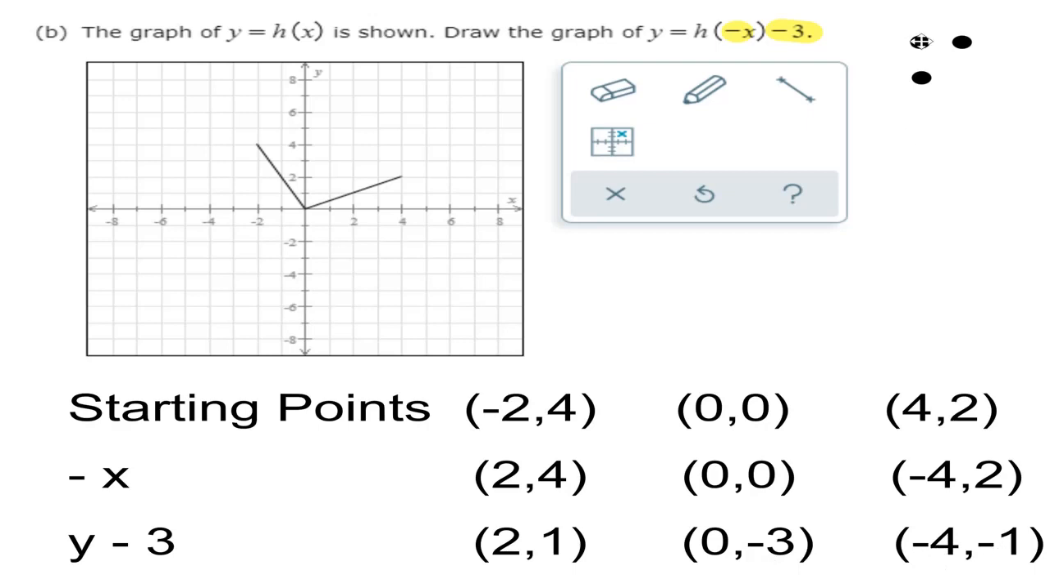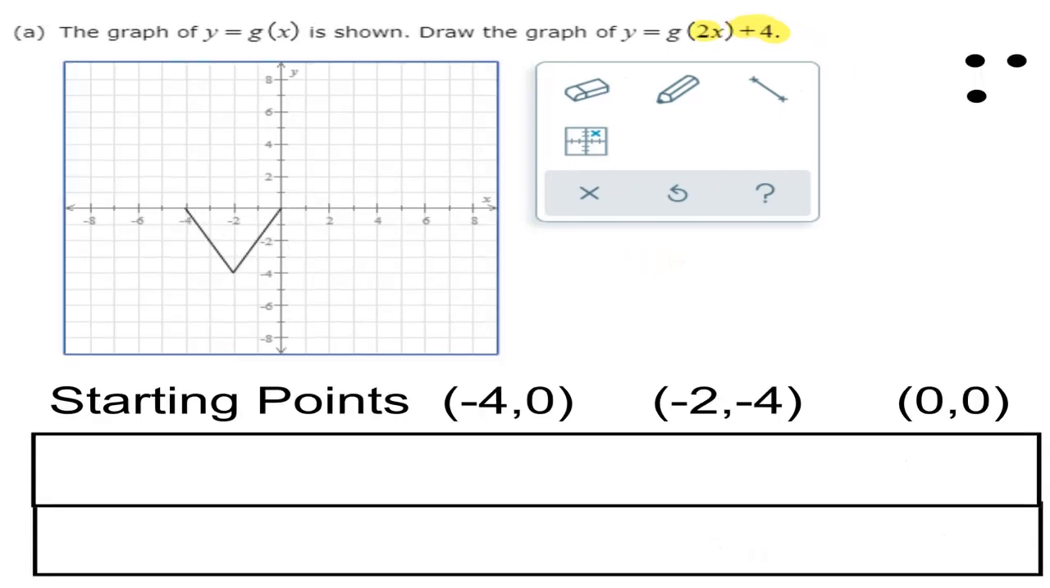So I'm going to graph those 3 points. So (2, 1), (0, -3), and (-4, -1). And I'm going to connect those dots. And that's my new graph.